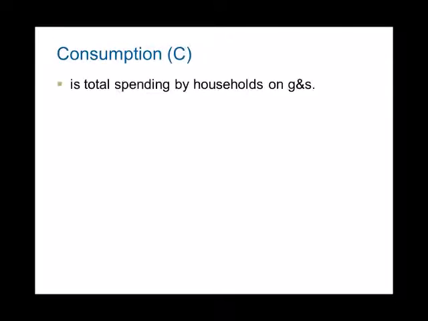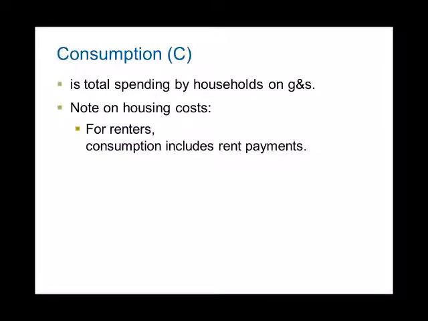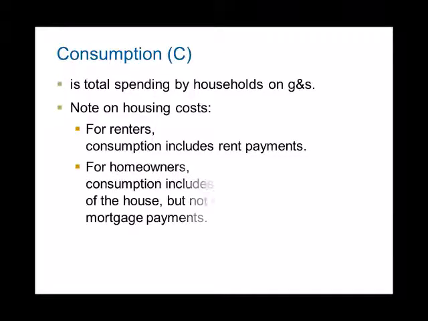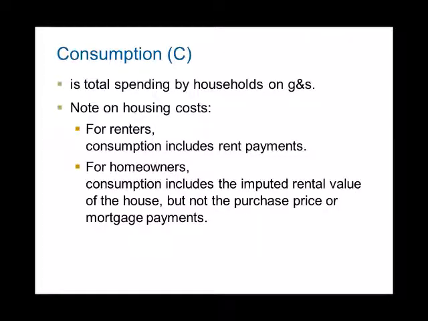So what is consumption? Consumption is total spending by households on goods and services. G&S is goods and services. It can be goods, like actual tangible products, or intangible products too. Housing costs are a little different. For renters, consumption includes rent payments, because we are paying the landlord money to have the right to stay in a place. For homeowners, though, consumption is the imputed rental value.